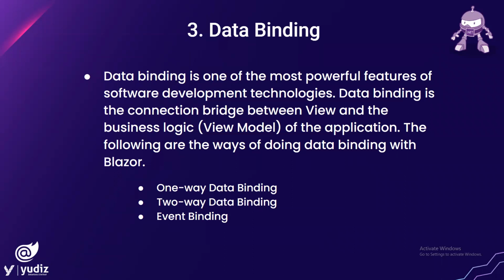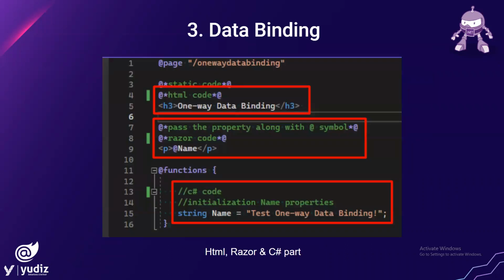First, data binding is one of the most powerful features of software development technology. Data binding is a connection bridge between the view and the logical business logic of the application. We have three ways of doing data binding with Blazor. First is one-way data binding, second is two-way data binding, and third is event data binding. Data binding is a connection bridge between HTML, Razor, and C# code. They are connected with each other, like we have some HTML part, some Razor part, and some C# part.